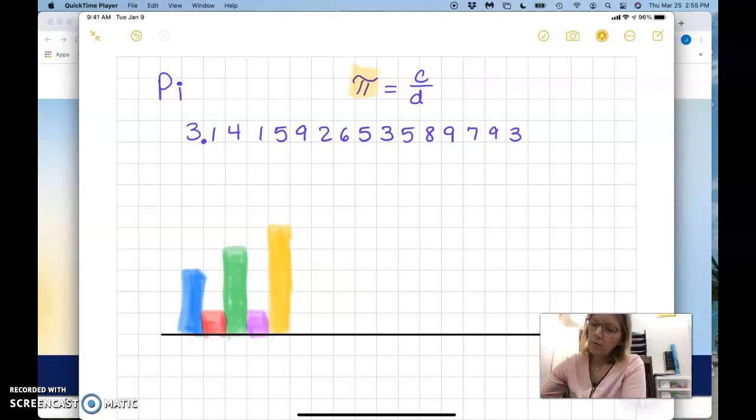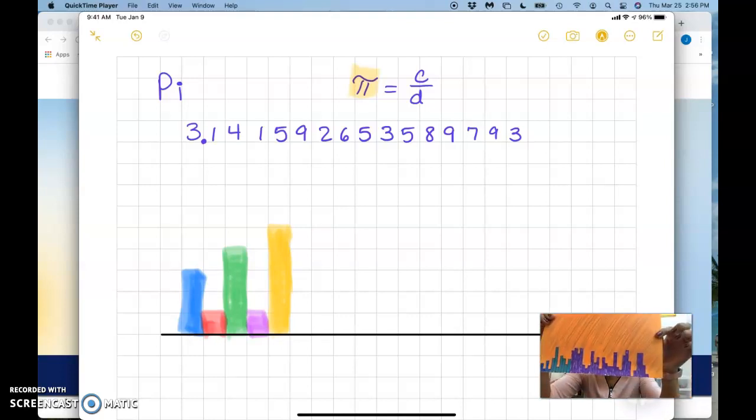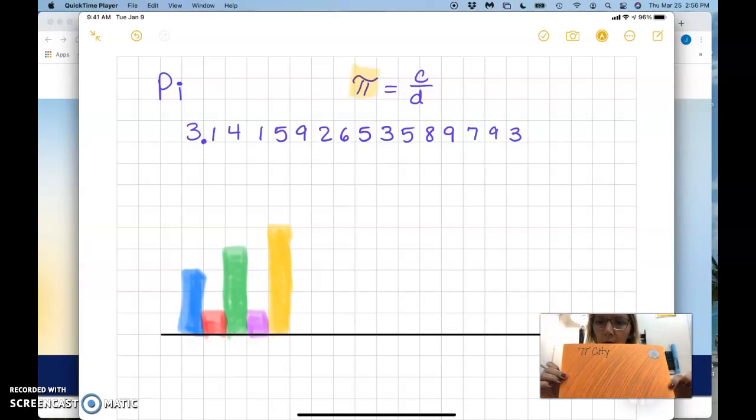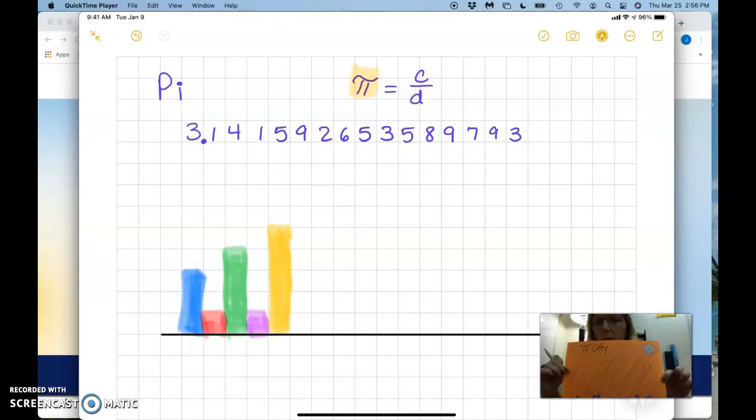And what I did is I shaded the whole thing in like this. I don't know if you can see that. Okay. And then I cut it out and I glued it on paper, and I called it my Pi City. And it just looks kind of cool. I colored in the sky. So that's my city of pi.